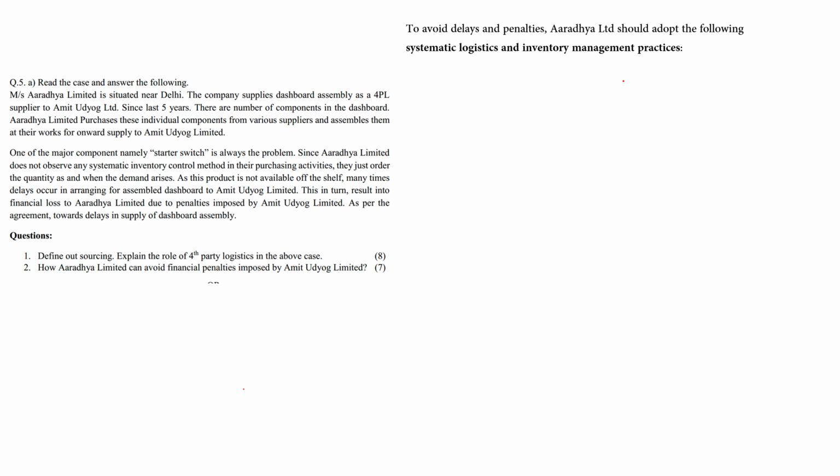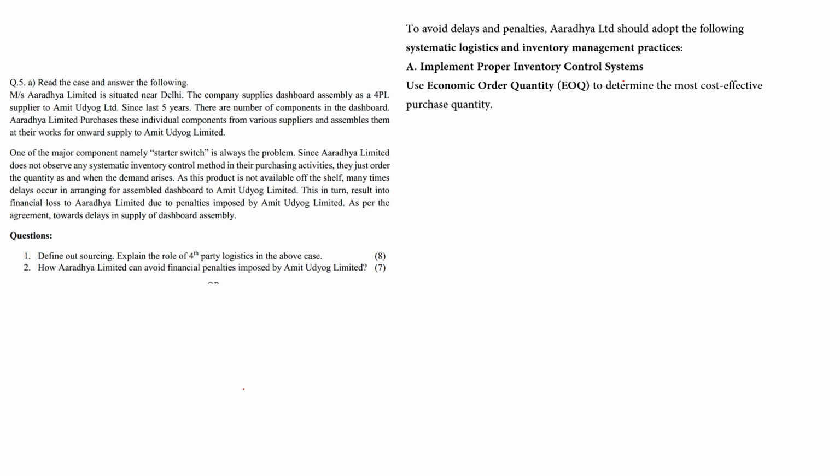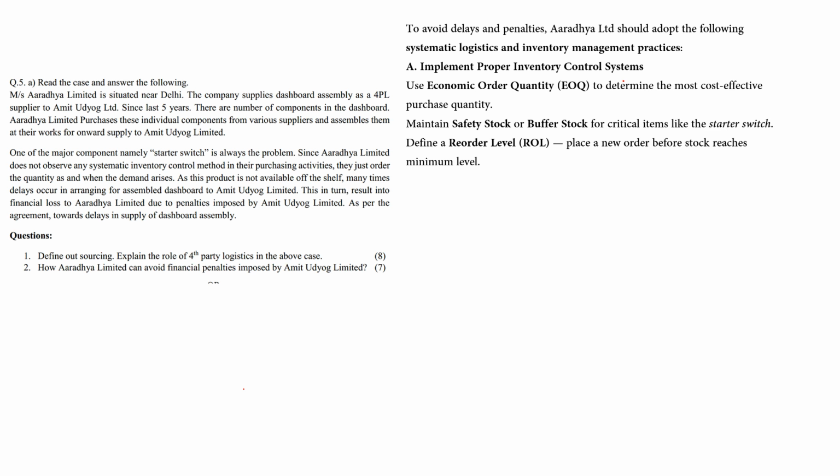First, to avoid delays and penalty, Aradhya Limited should adopt the following systematic logistic and inventory management practices. Number one, implement a proper inventory control system. They have to maintain something called EOQ. Now this is everything to do with material handling. Use EOQ to determine the most effective purchasing quantity, maintain safety stock or buffer stock for critical items like the starter switch, and define a reorder level, placing a new order before the stock reaches a minimum level. These are all your answers from material inventory management. All the problem sums that you all have to solve, all those topics I have written.